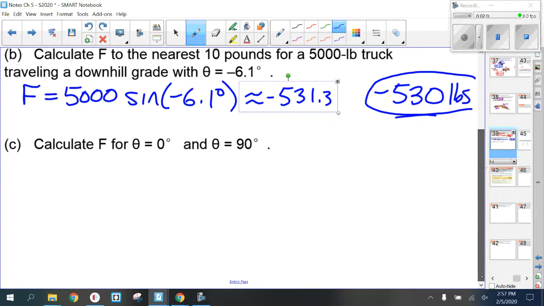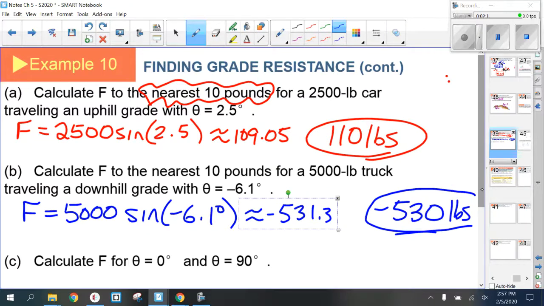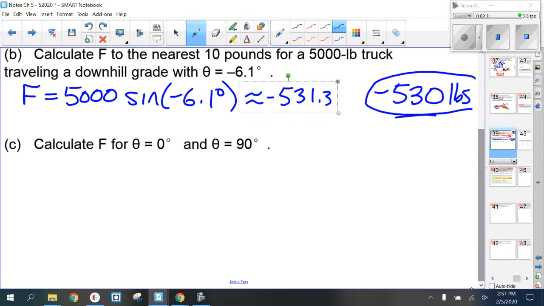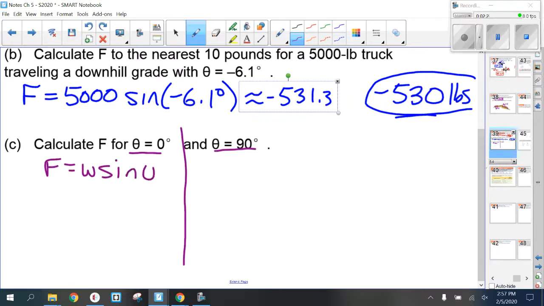All right, part C, I think part C really brings it into focus of what we're finding. Remember, F is the force that's acting on that car. But this one's kind of weird because it says for theta equals 0 and for theta equals 90. You've got two different problems. They don't give you the weight of the car, but it turns out that it doesn't matter. Anybody know what sine 0 is? Sine 0 is 0. So if you take a 0 degree angle, weight times 0 is going to be 0 pounds of force.